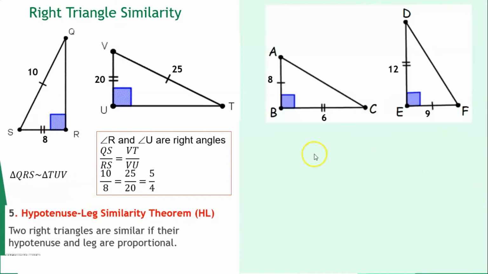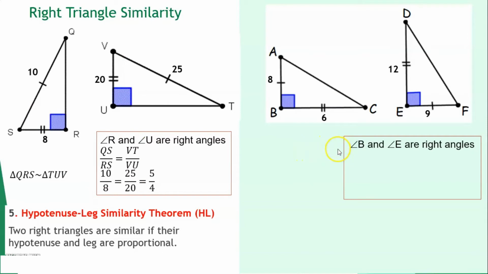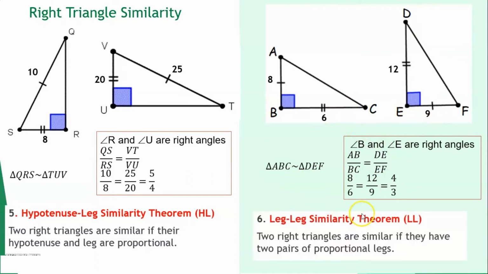Okay, another. Given this, we have here angles B and E are right angles. AB over BC is congruent to DE over EF. Substituting this, we have 8 over 6 is equal to 12 over 9. When you simplify this, we will end up with 4 over 3. So with this, triangle ABC is similar to triangle DEF, and that is based on the leg-leg similarity theorem that states two right triangles are similar if they have two pairs of proportional legs.